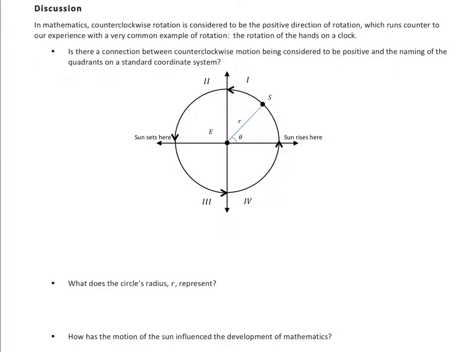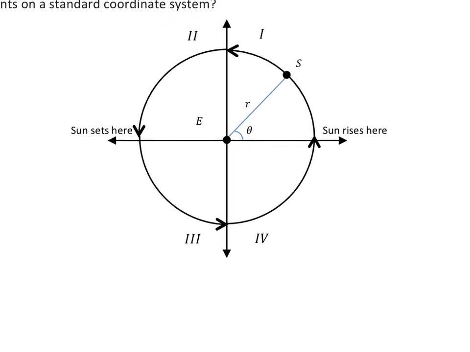Now in mathematics, counterclockwise rotation is considered to be the positive rotation, which runs counter to our experience, which is a clock, unless it's digital. Is there a connection between counterclockwise motion being considered to be positive and the naming of quadrants on a standard coordinate system?